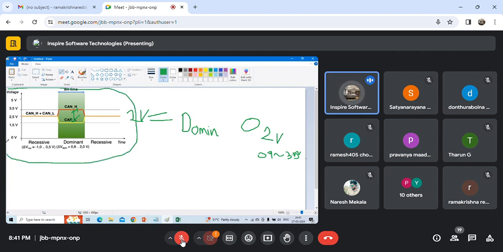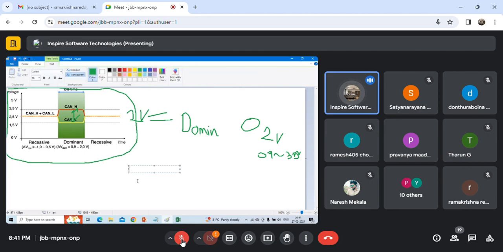So in the automotive industry, this is the common voltage range you use. How much is really used depends on the microcontroller manufacturer, the ECU manufacturer.